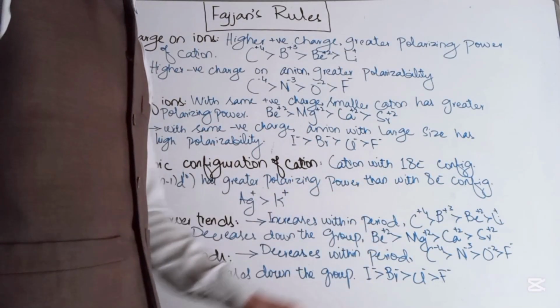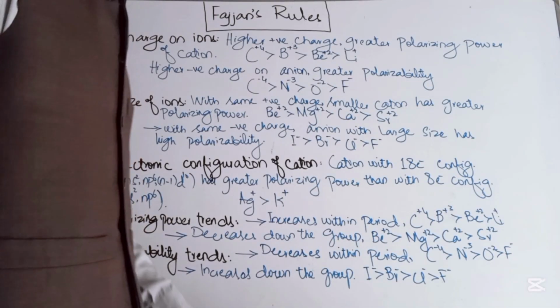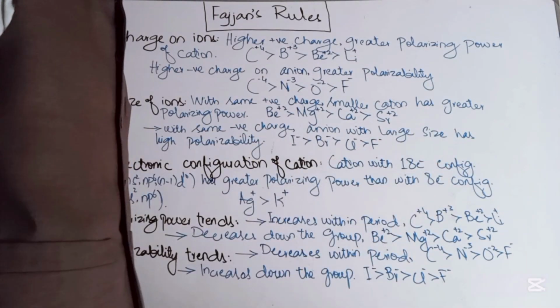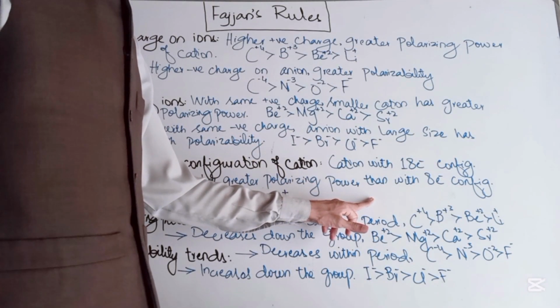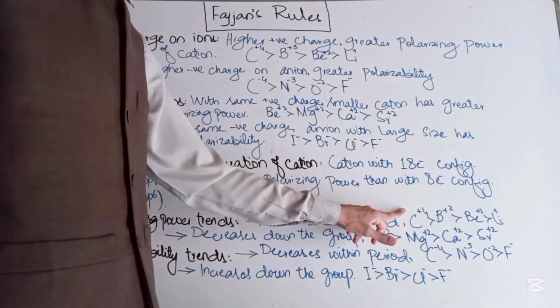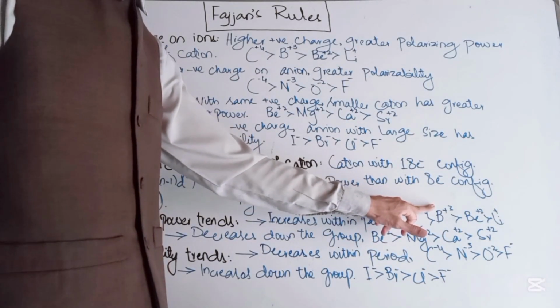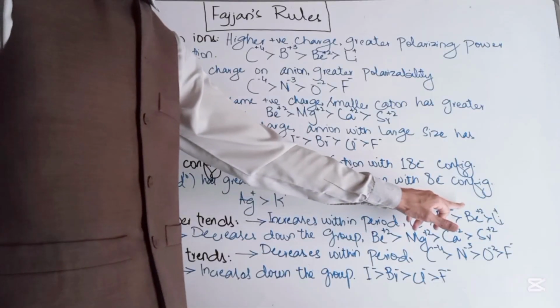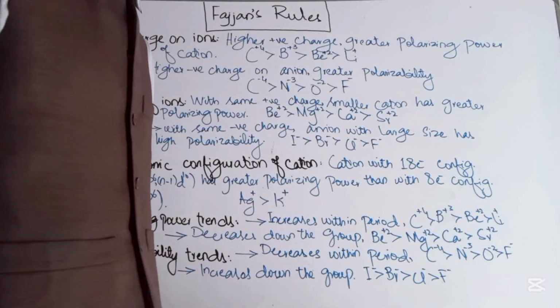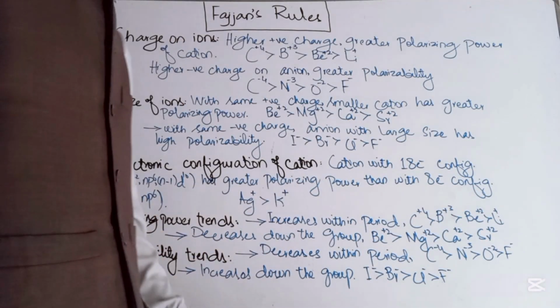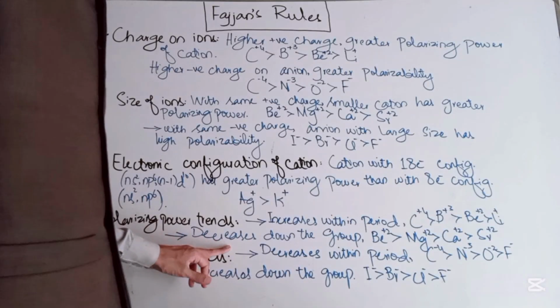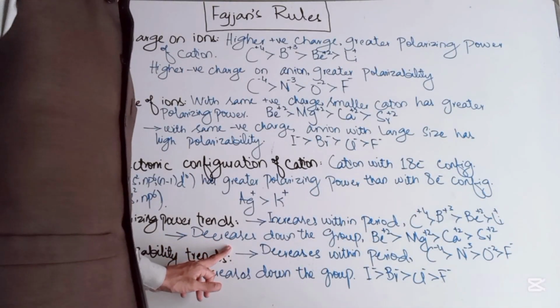C4+ has the greatest polarizing power, and when we move from left to right in the periodic table, the polarizing power of the cations increases. So carbon has the greatest power, boron has smaller than that, then beryllium, and lastly lithium. If we talk about the variation in a group, the polarizing power decreases down the group.